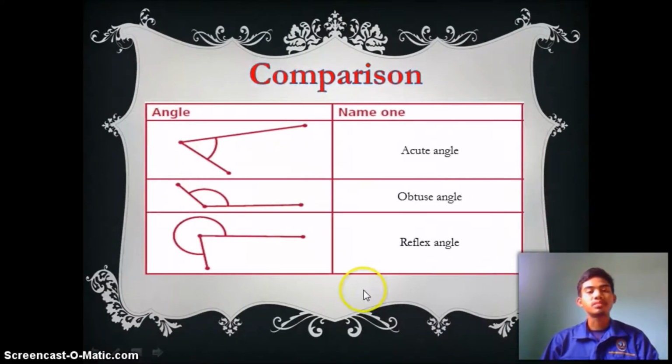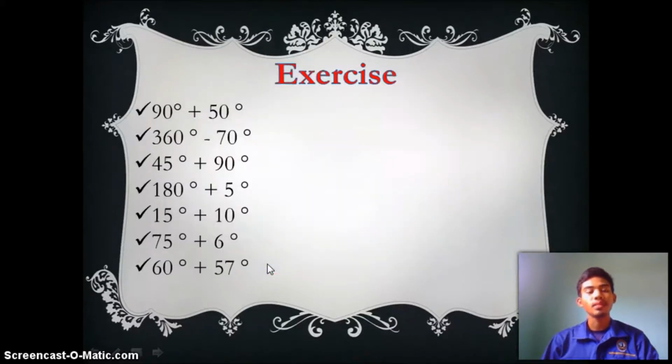This is a comparison between the acute angle, obtuse angle, and reflex angle. Acute is less than 90 degrees, obtuse is more than 90 degrees but less than 180, and reflex angle is more than 180 degrees. This is the exercise I provide.